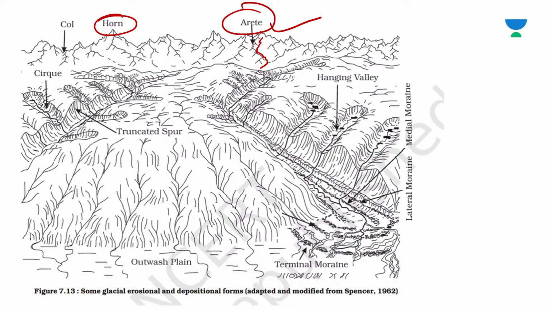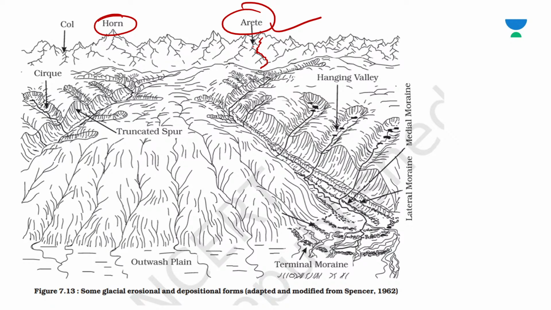Now friends, drumlins. Drumlins are smooth, oval-shaped, ridge-like features composed mainly of glacial till with some masses of gravel and sand. The long axis of drumlins is parallel to the direction of ice movement. These drumlins may measure up to 1 kilometer in length and 30 meters or so in height.